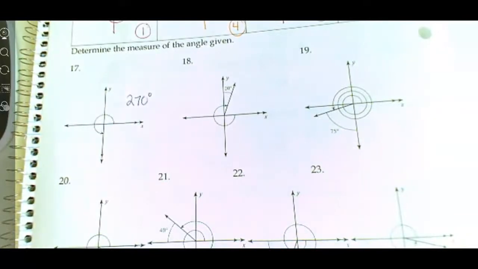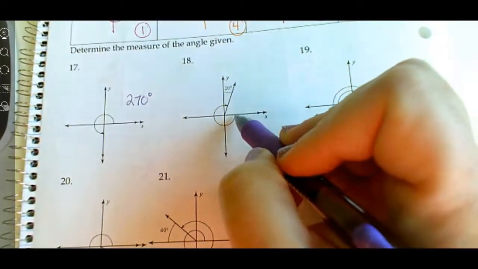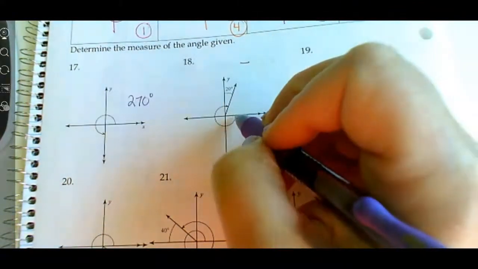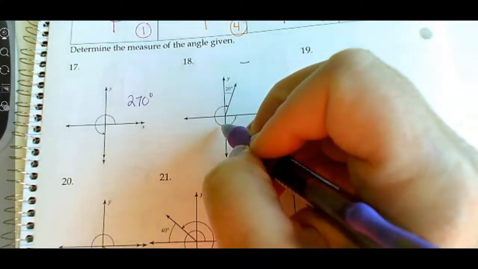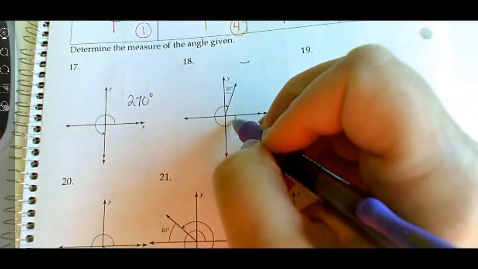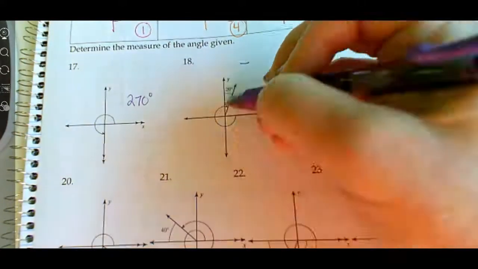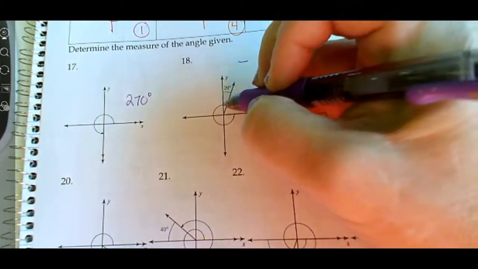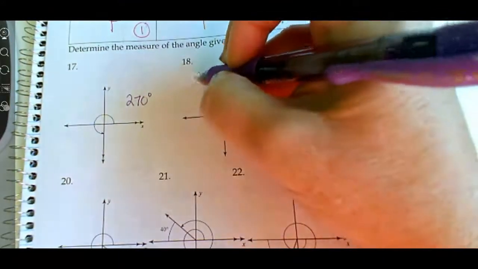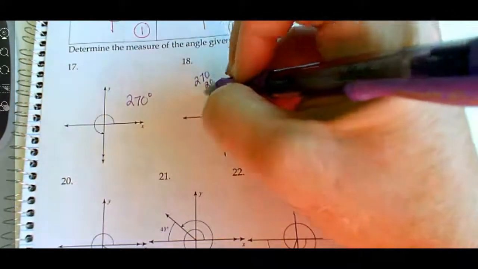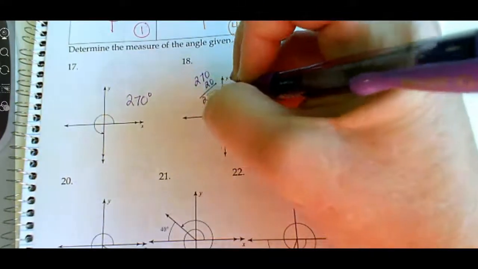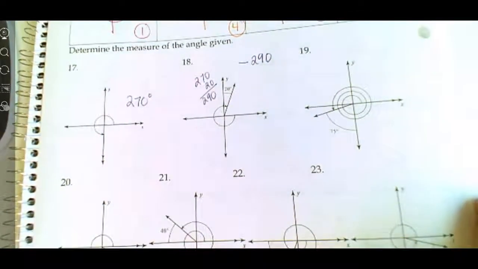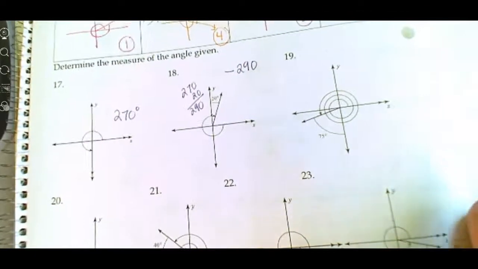Okay, let's look at this one. This next one, it started here and it went this way. That means my answer is going to be negative because it went that way. I know that it went 90, 180, 270. So it went 270, and then 20 more. So it was negative 290. So just take it in pieces.